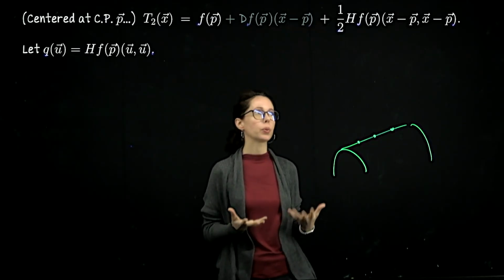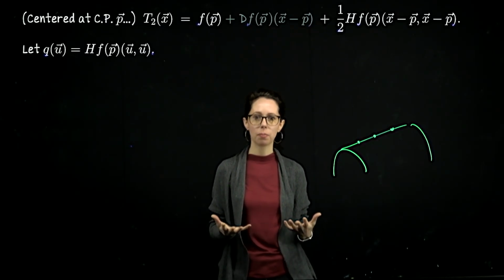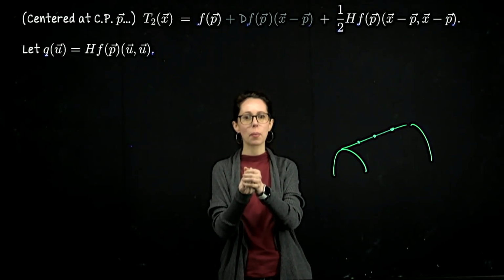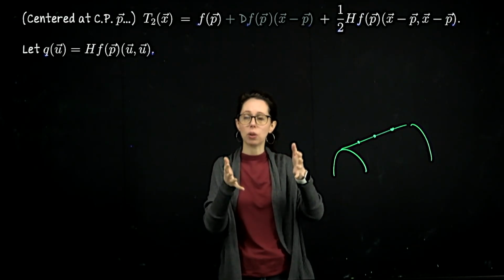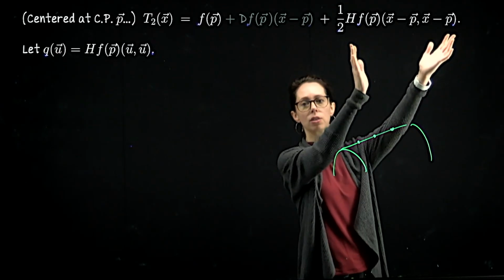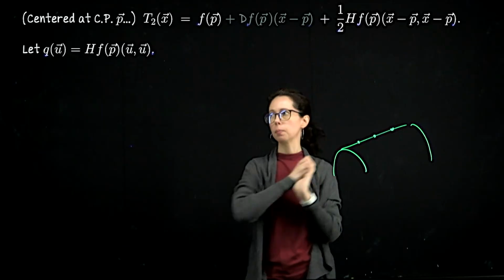So when x equals P, that's like U equals 0. So you can imagine that u equals 0 is like centering this quadratic form at the origin, and then we're looking at how it behaves around the origin. If we can understand this, then we can translate it back to our actual T2 as it's written.